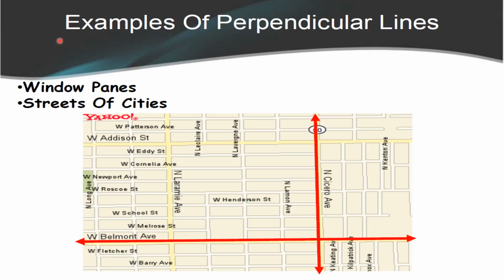If you observe the environment around us, we can find examples of perpendicular lines. See here, window panes and streets of cities. See here, this is one street and this is another street. In general, the streets are at right angles. They are perpendicular lines. These are some examples of perpendicular lines. Understood this point, my dear children?